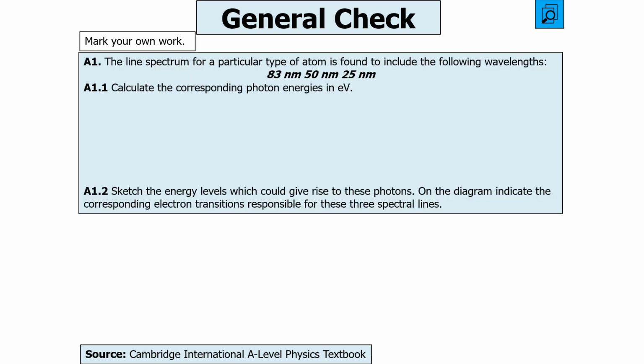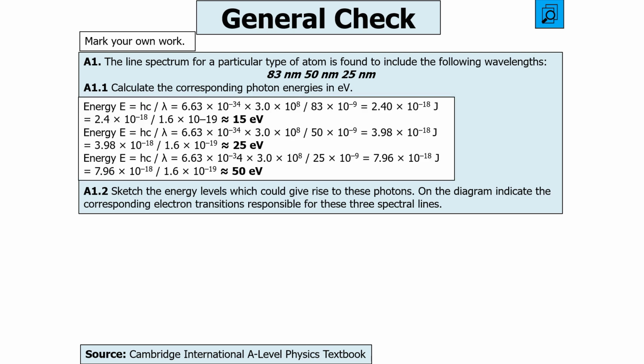Right, you've got to remember, to work it out, you will firstly use the equation E equals hc over lambda, because we're given lambda, and we know h and c because they're constants. We convert our nanometers into meters because it's times 10 to the minus 9, and for each one as well, to go from joules into eV, you divide by 1.6 times 10 to the minus 19, so you get 15 eV, 25 eV, and 50 eV from the calculation shown on the screen.